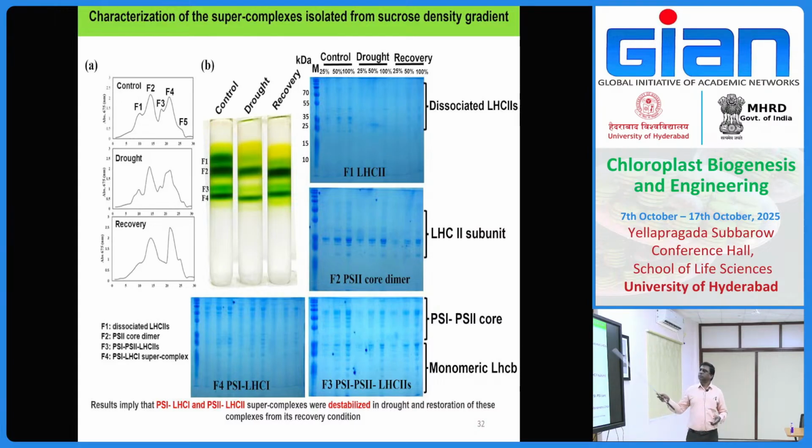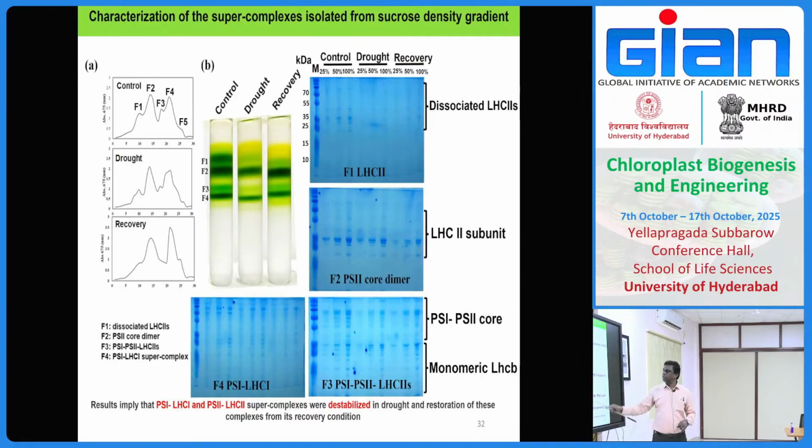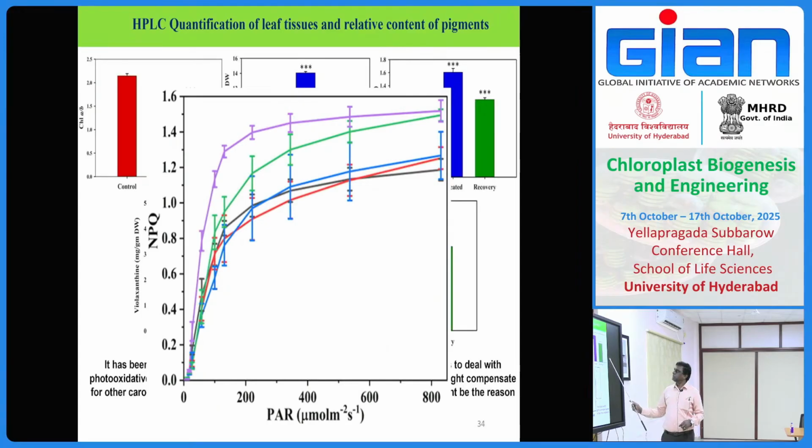We have separated them using sucrose density gradient. You can see these complexes, F1, F2, F3, F4; these are the fractions. F1 is light harvesting complex 2, F2 is the PS2 core dimer, F3 is the PS1 LHC complexes, and the last one, F4, is the PS1 LHC1 complexes. I don't want to go into this one, I will skip it.